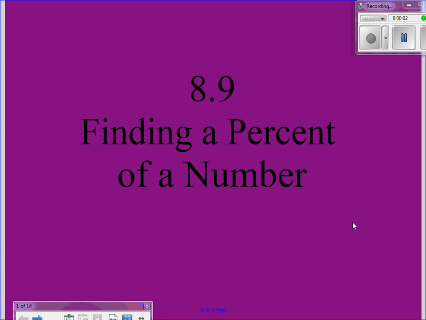Good evening, fifth graders. Tonight we're finding a percent of a number. This is actually going to be a really interesting lesson for you because these are things you can do anytime you go shopping at a store or anything. If you see a sale, like at a grocery store, you'll be able to tell what percent off an item is. Let's take a look at this first problem here.